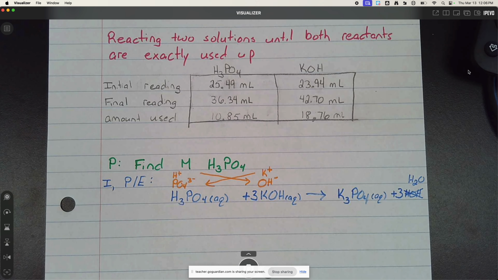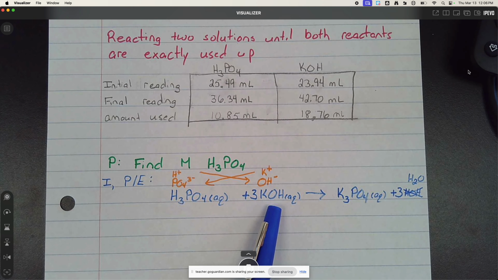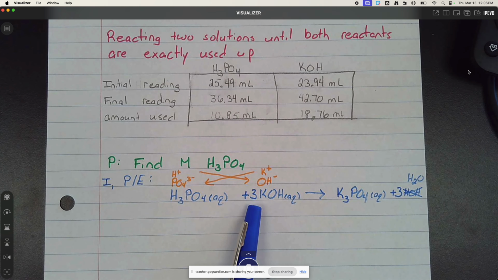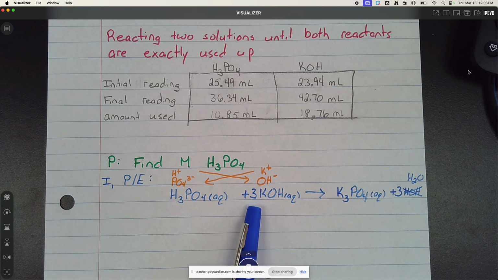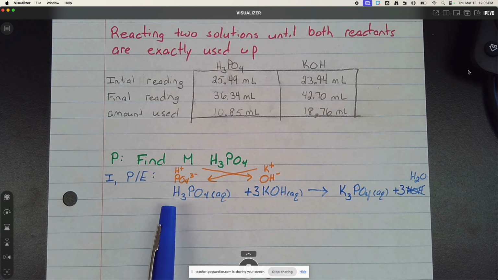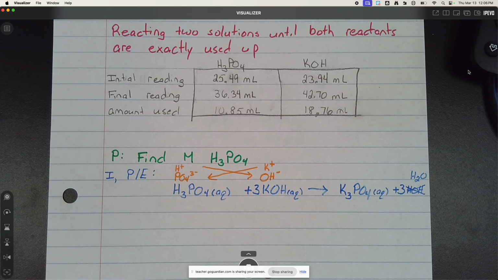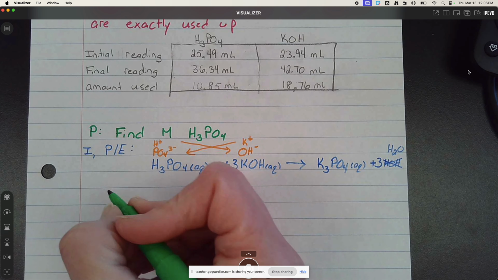So after getting them to react in exactly equal amounts, the next important thing is to take into account that they react in a 1-to-3 ratio. For every 3 KOH particles you put in, there was 1 H3PO4 in there to start with. So you had to know that you had a 3-to-1 ratio. Now we're going to set ourselves up with an ICBA table to make use of that 3-to-1 ratio.